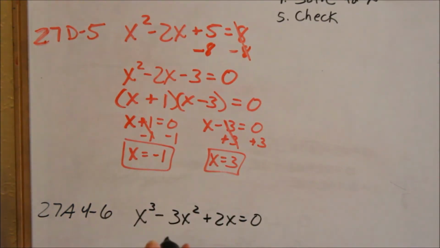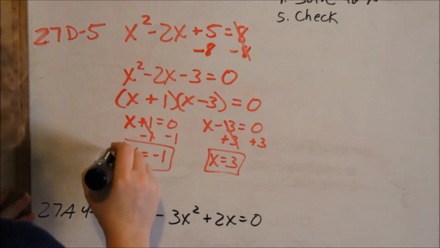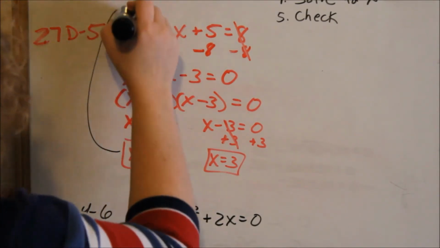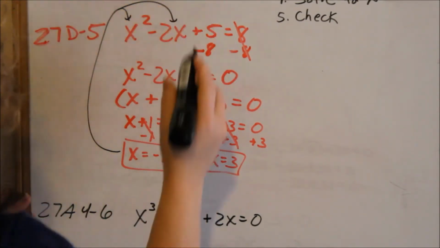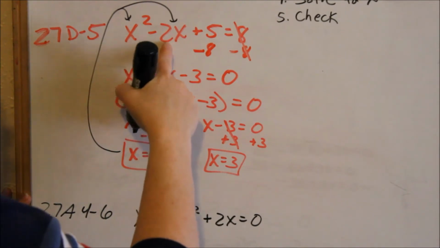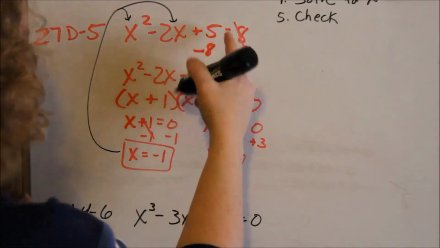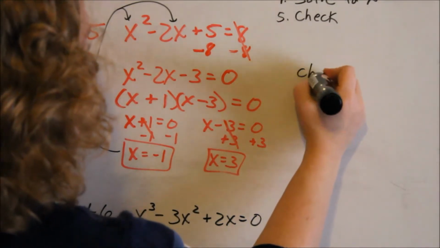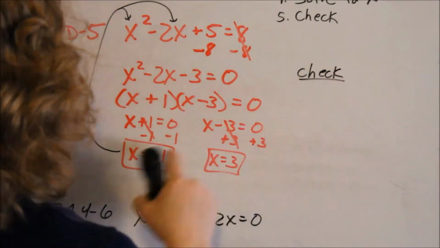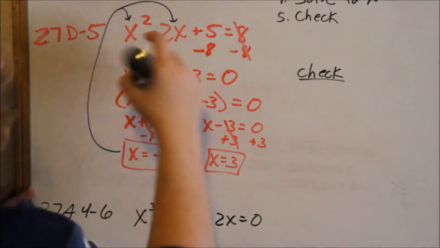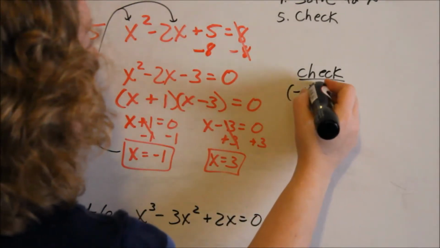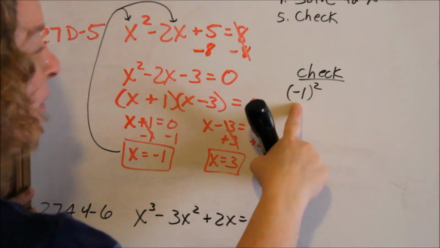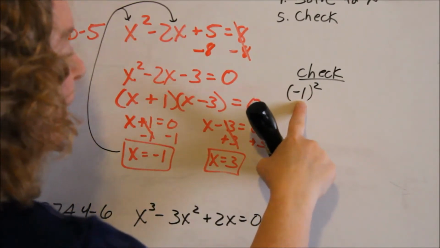Now we check. Okay, take each one of your solutions and put it back in everywhere you see an X. And then your left side should equal your right side. Okay, so I'm going to come over here and check. I'm going to start with negative 1. So putting in here, negative 1, parentheses, squared. When you have a negative, that means a negative 1 times a negative 1.